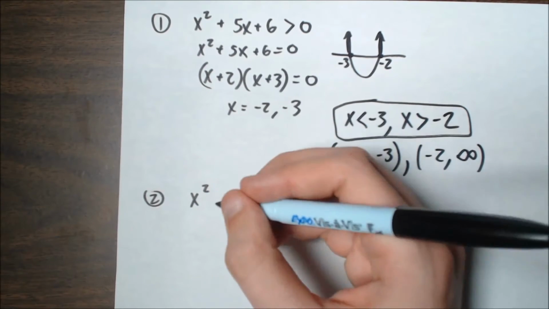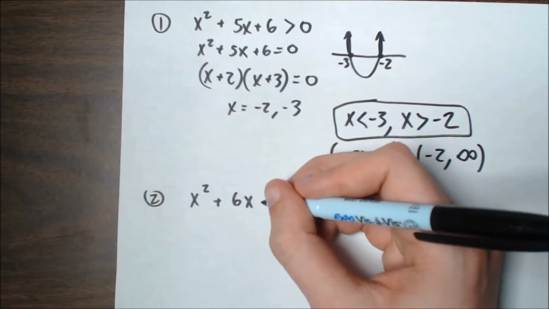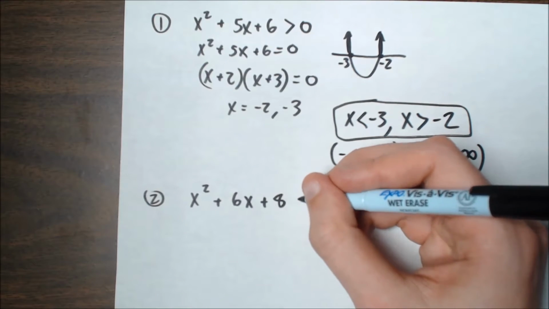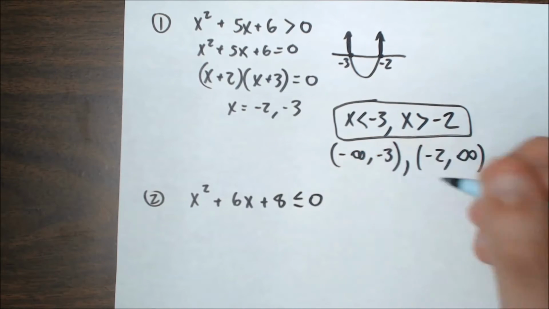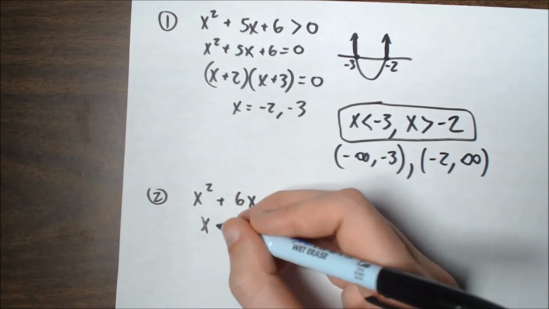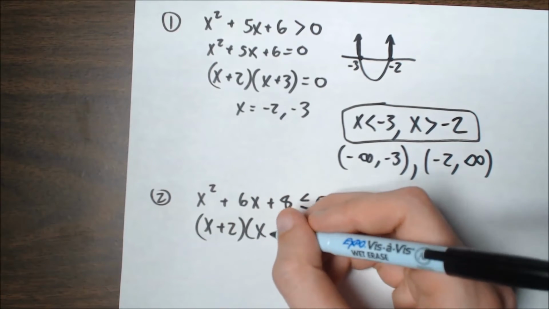All right, so let's just do another easy monic quadratic. x squared, let's just say plus 6x plus 8. And I want to know, where is this less than or equal to 0? So again, we're going to factor this. It's monic. It's easy to factor. It's going to be (x + 2)(x + 4).